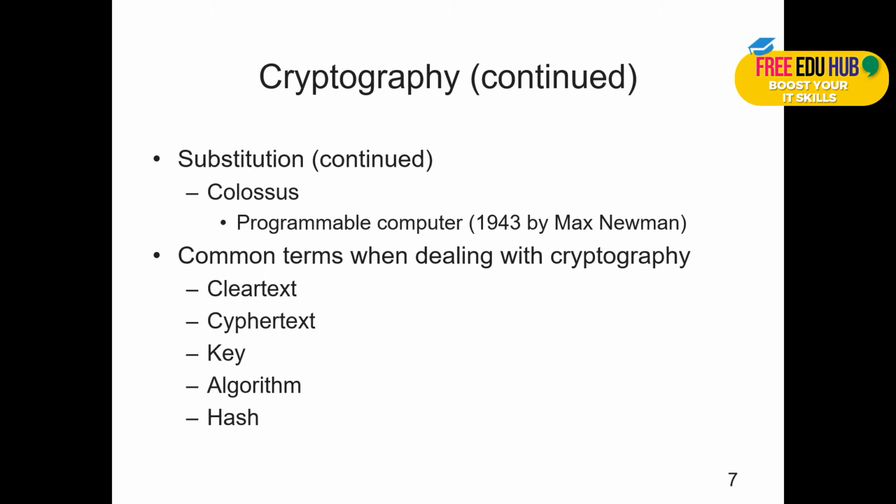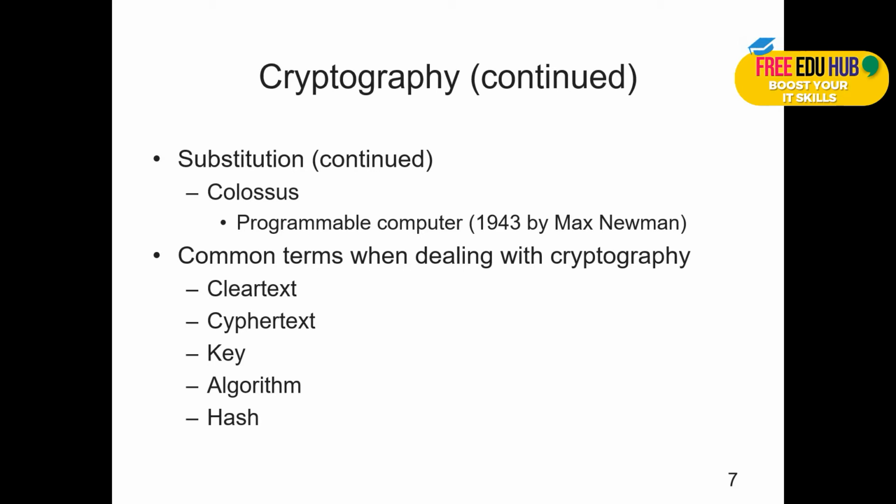Now the substitution continues. We had a Colossus, a programmable computer released in 1943 by Max Newman. The common terms they were dealing in are clear text, ciphertext, key, algorithm, and hash.